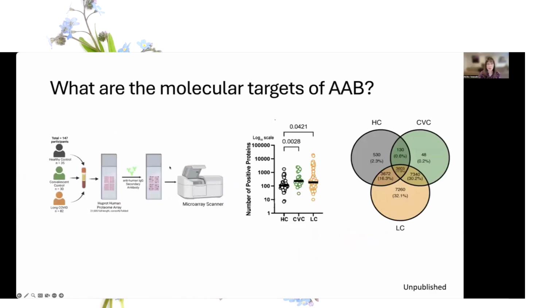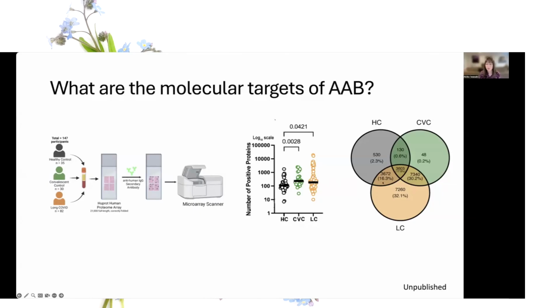Obviously, the key question here is what are the molecular targets of these autoantibodies? So we conducted a human proteome array containing 21,000 full-length proteins from humans. And then we subjected this array to antibodies isolated from healthy control, convalescent control, or the long COVID patients. And just looking at the number of positive hits, we see that both the convalescent control and the long COVID patients have elevated number of hits, indicating that there may be autoreactive antibodies being generated in both cases, but long COVID patients particularly have pathogenic ones.